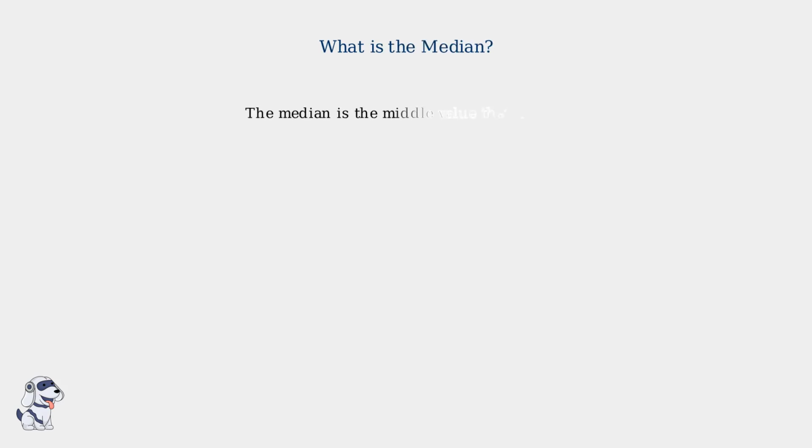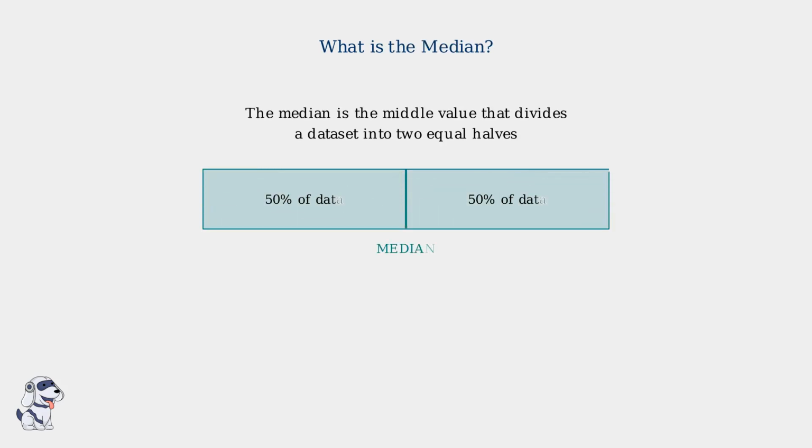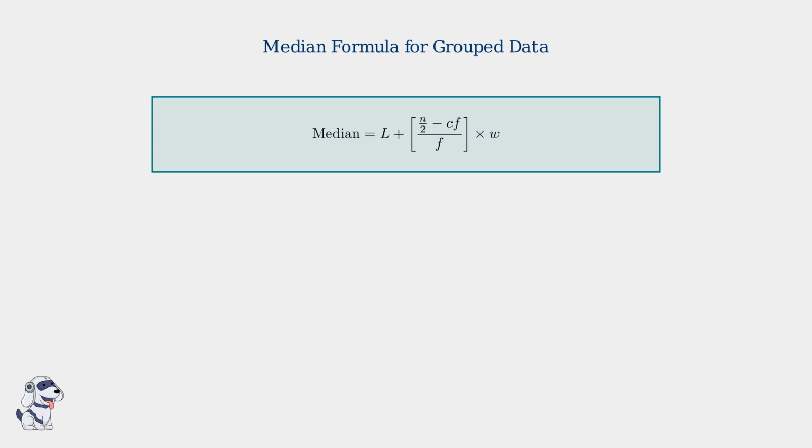Median is a fundamental measure of central tendency that represents the middle value in a data set when all values are arranged in order. For grouped data, we need a special formula to calculate this middle value. We cannot simply find the middle value directly since we only have class intervals and frequencies. Instead, we use a special interpolation formula to estimate the median value.